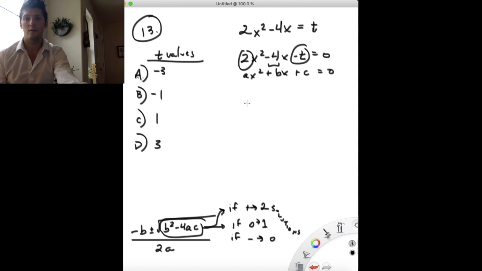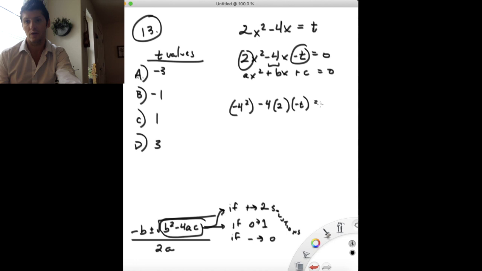B squared, well, b is negative 4, so negative 4 squared, minus 4. Be careful of signs here. Know that that's an issue and take active measures against it. A is 2. C is negative t. That's the hard part of this question if you're doing it in a traditional way. And this is not the same 0, but we do want this to be equal to... oh, we want no solution, so we want this to be equal to a negative number. I don't care what that negative number is.